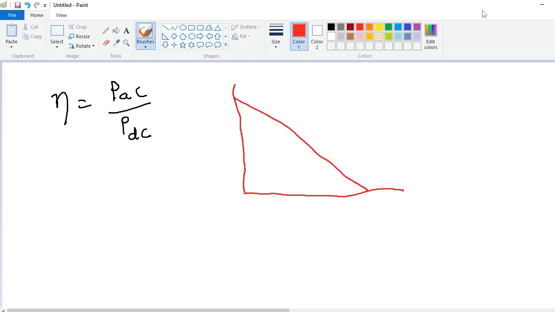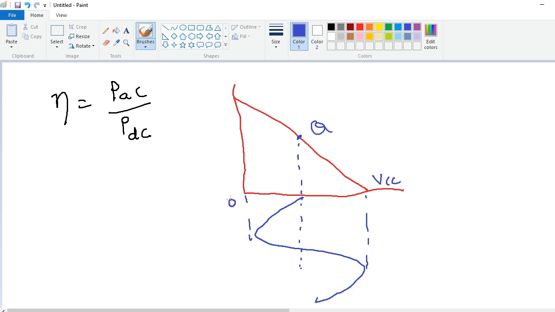Okay. So here the operating point is located at where? Q. That means the operating point is located at the active region, so maximum swing is possible. What is the maximum point? VCC at cutoff. Minimum point 0.